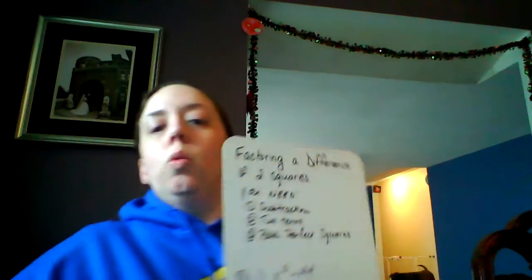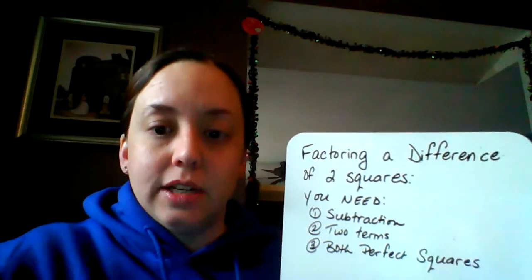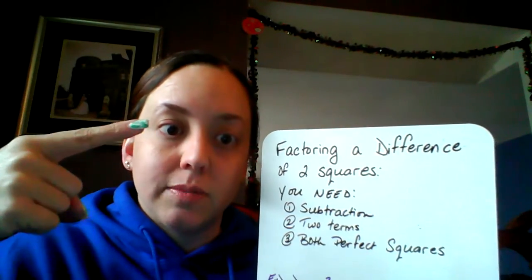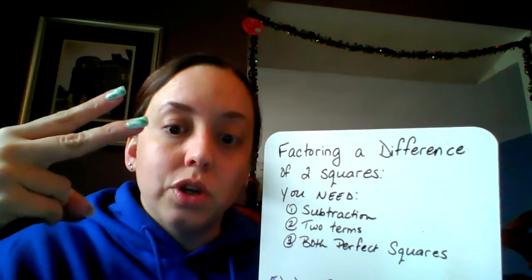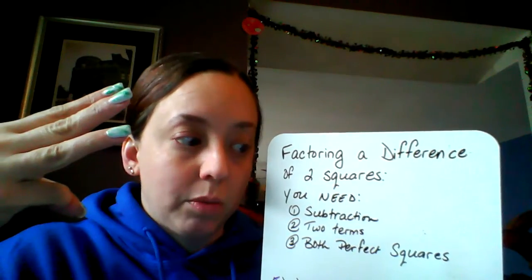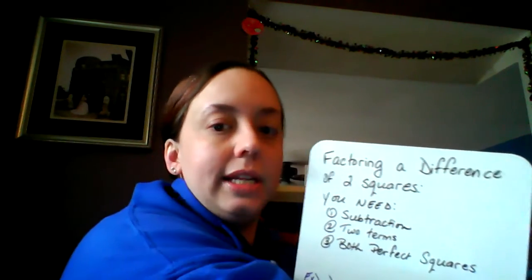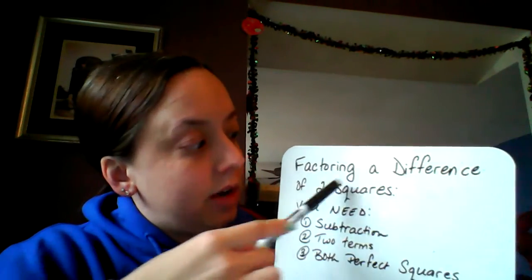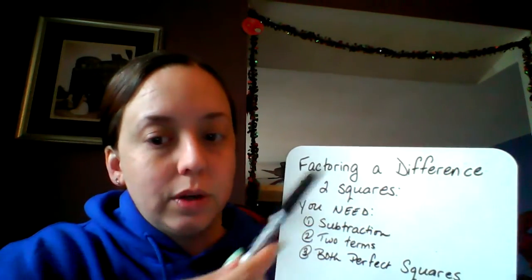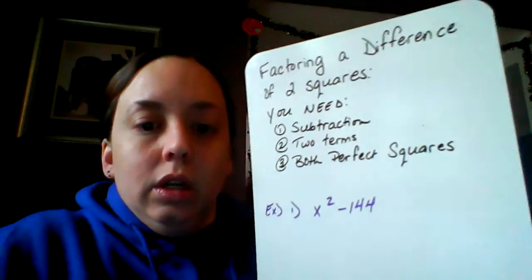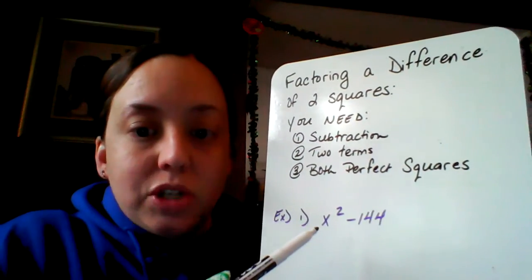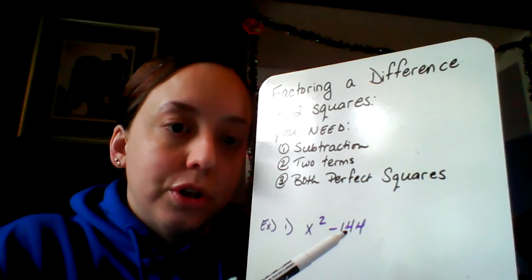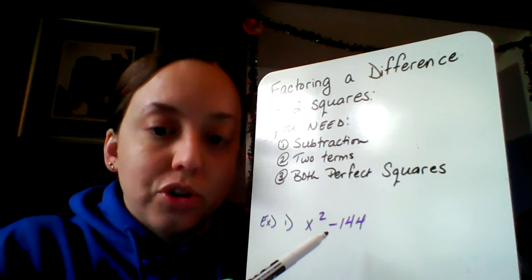Okay. When we are factoring a difference of two squares, you need 3 things, right? You need a subtraction, you need 2 terms, and both of those terms need to be perfect squares. Okay, so subtract. It's in the title. It's a subtraction of 2 terms that are perfect squares. Okay, so for your first example, x squared, perfect square. 144, perfect square. There's your 2 terms that are perfect squares, and we are subtracting.